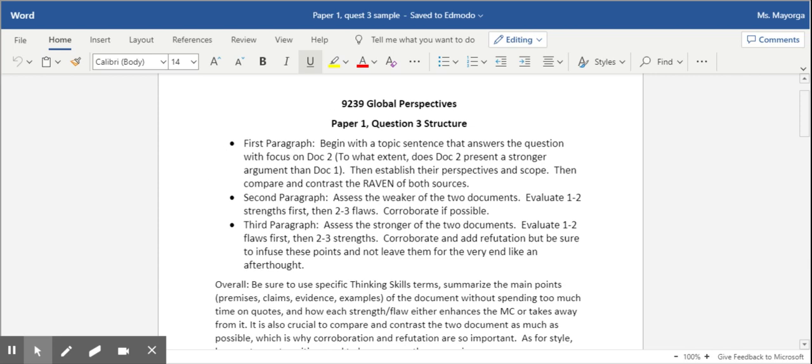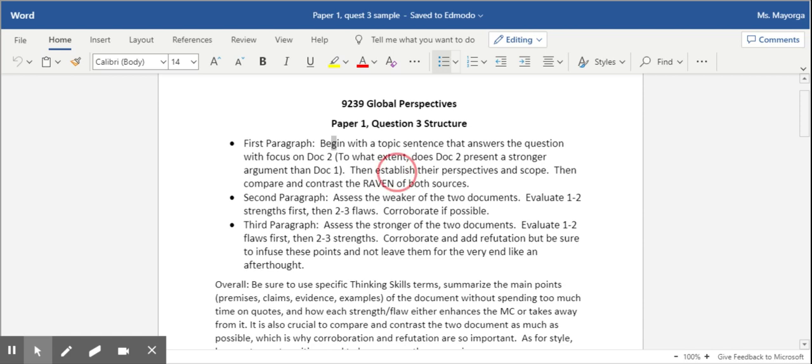As for structure, you have the first paragraph where you have to make sure that you have a clear topic sentence that answers the question with focus on document 2. Remember that it's going to ask you, to what extent does document 2 present a stronger argument than document 1? So you cannot say to a great extent document 1 is stronger if you feel document 1 is better. You would have to phrase it as to no extent is document 2 stronger because document 1 is the better of the two. So just keep that in mind.